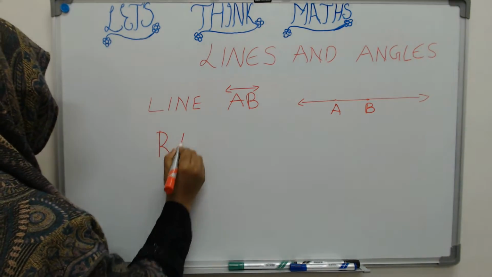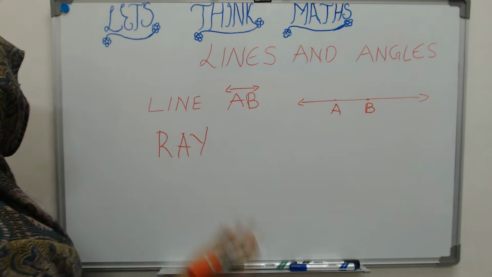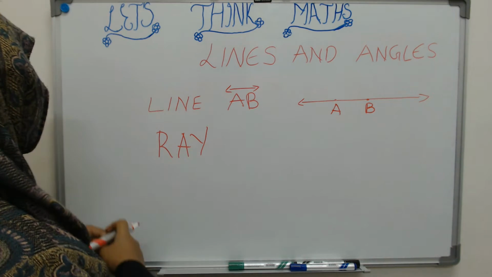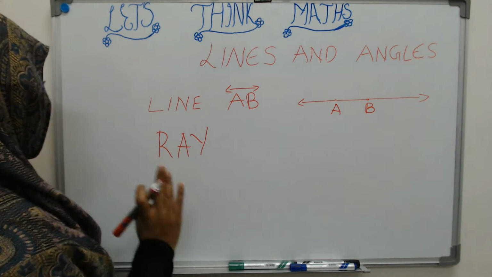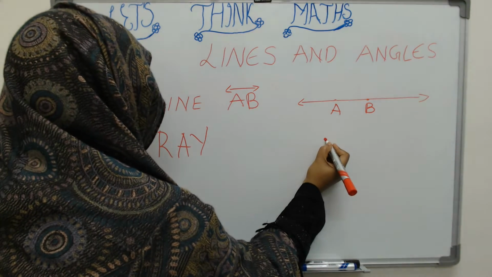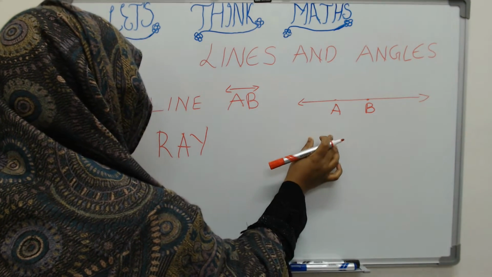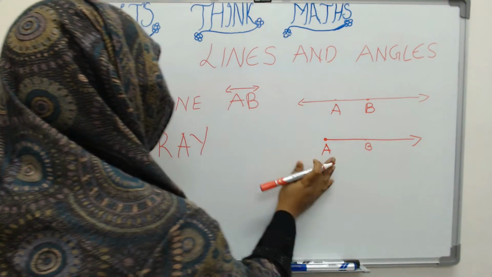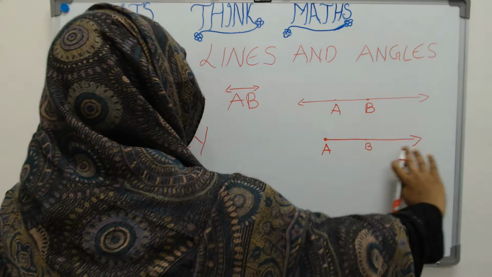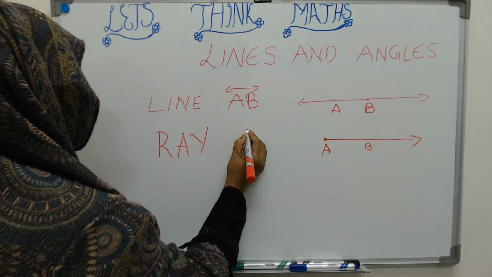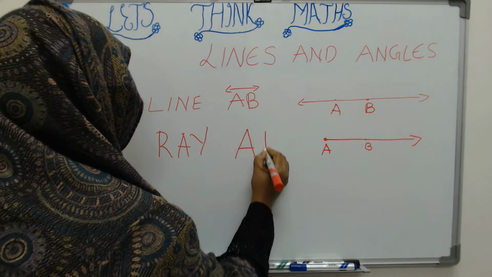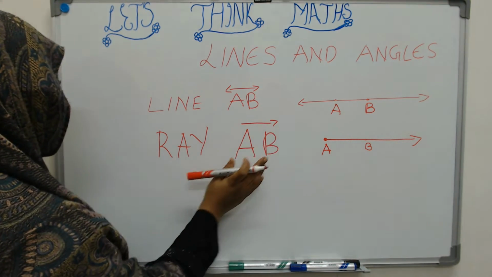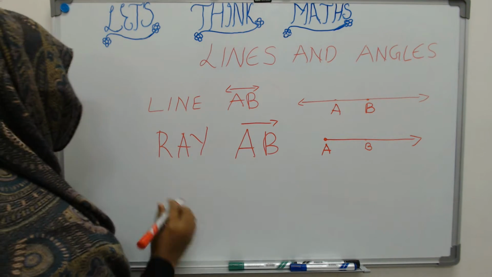Next is a ray. Where have we heard the word ray? We have heard about the sun's rays, right? It starts from the sun and it goes all over the place. So a ray is also like that. It has one point where it ends, and like this. So it has one end point, but on the other side it just goes on and on. So how do we represent a ray? We write A, B and put arrow only on one side. On the side of A there is no arrow.